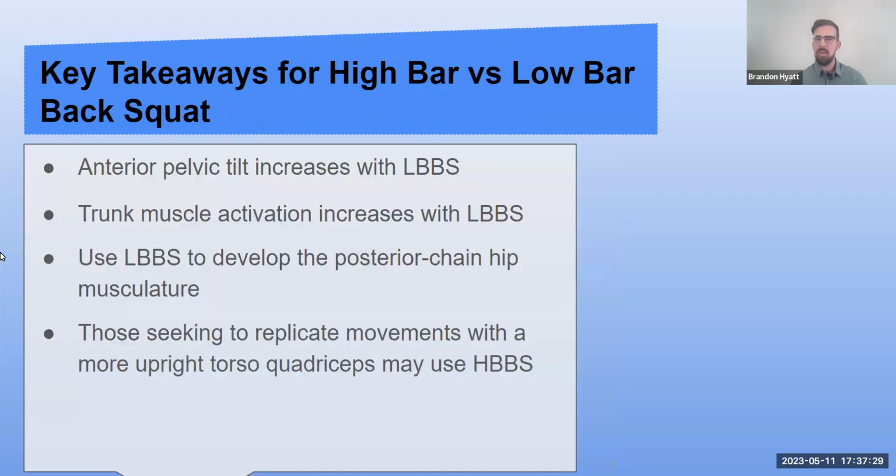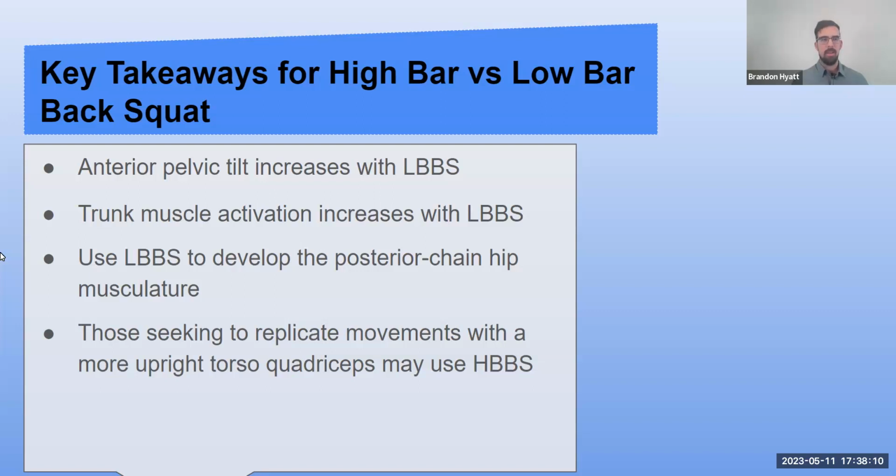All right, so key takeaways for high bar versus low bar: anterior pelvic tilt increases with low bar back squat. Trunk muscle activation increases with low bar back squat. And that is because there's a lot more leaning forward. There needs to be a lot more stabilization because there's a longer moment arm right there. Use low bar back squat to develop posterior chain hip musculature. Use the high bar to replicate movements with a more upright torso and training the quadriceps.